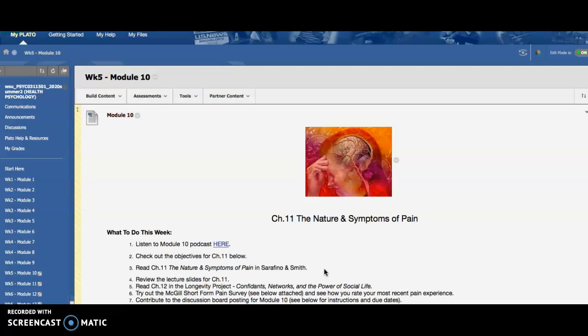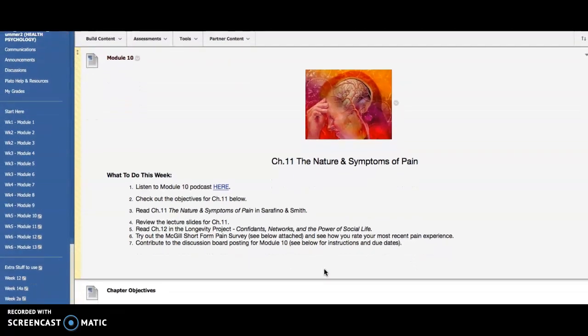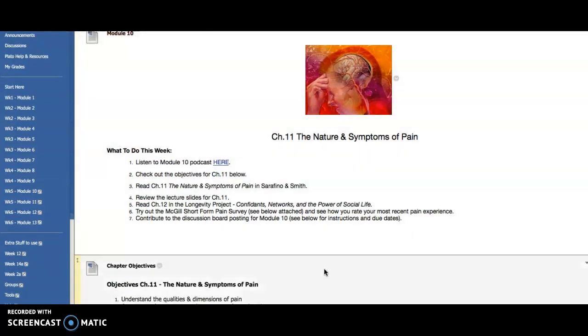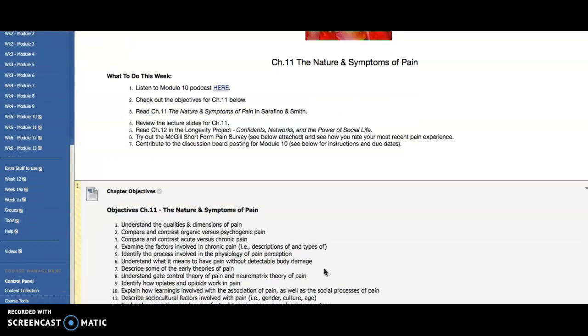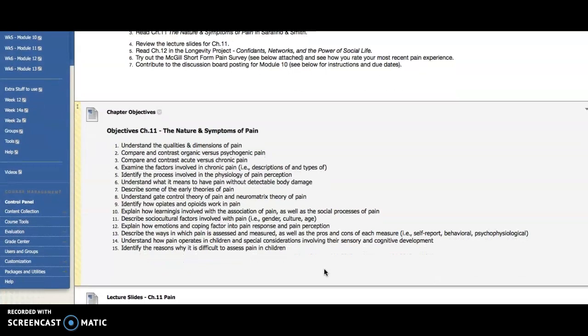So, this podcast goes over module 10, in which we will be covering chapter 11, the nature and symptoms of pain. So, here is the to-do list for this module. Let's jump into what your objectives are for the chapter.